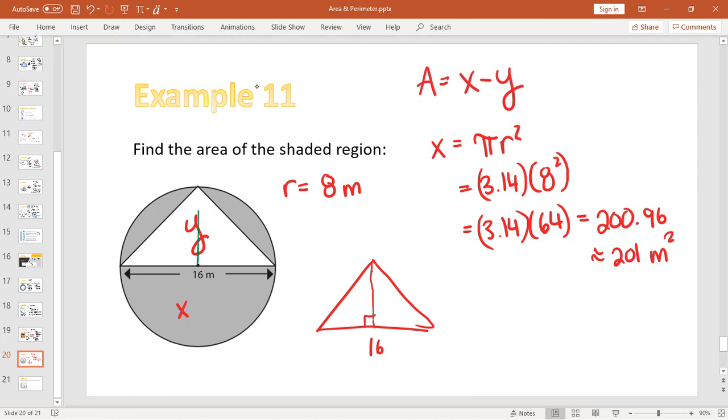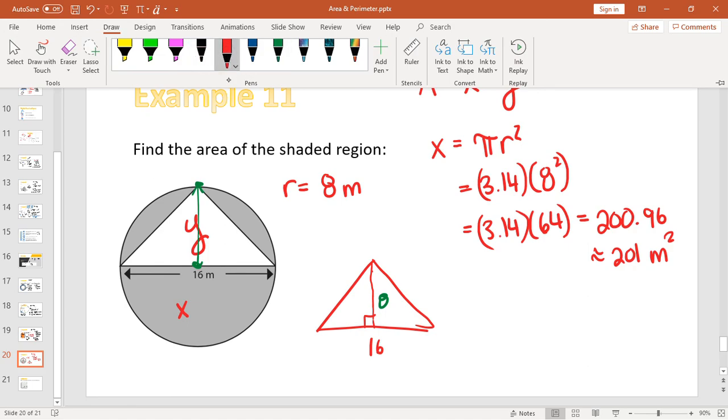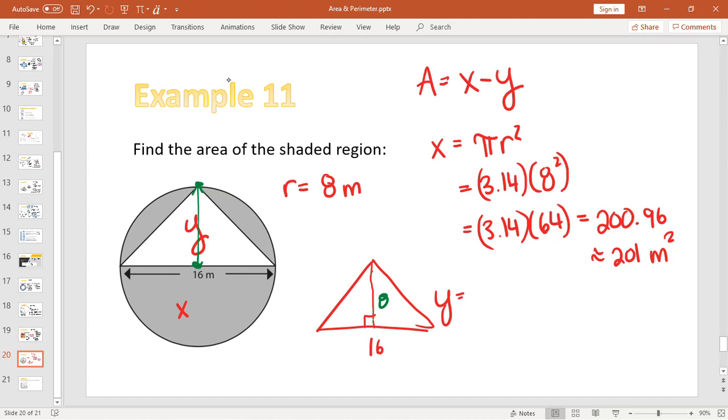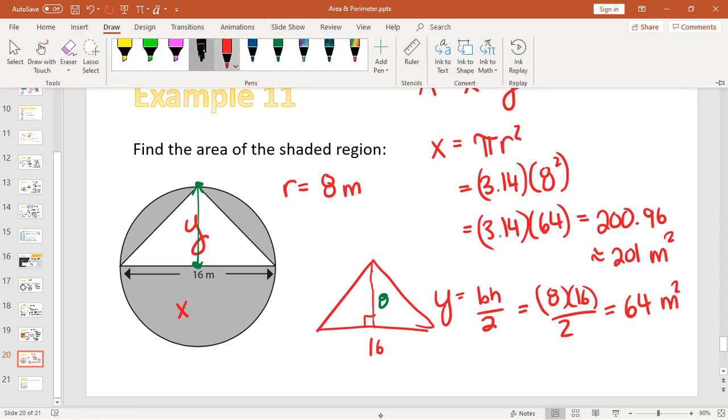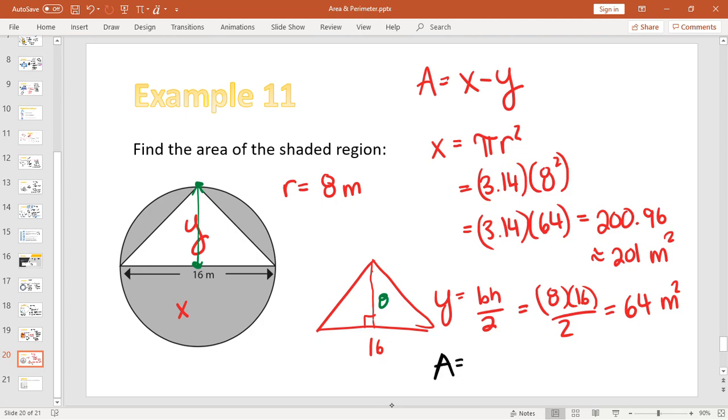Its height happens to be a radius. It's going from the center of the circle to the surface of the circle. That's a radius, so its height is 8. Like I said, we always give you enough information. Okay, for y, we have base times height divided by 2, equals 8 times 16 divided by 2, which equals 64 meters squared. So this time, to get our total area, we are going to do subtraction: 201, subtract the triangle we cut out, and we should get about 137, give or take, meters squared.